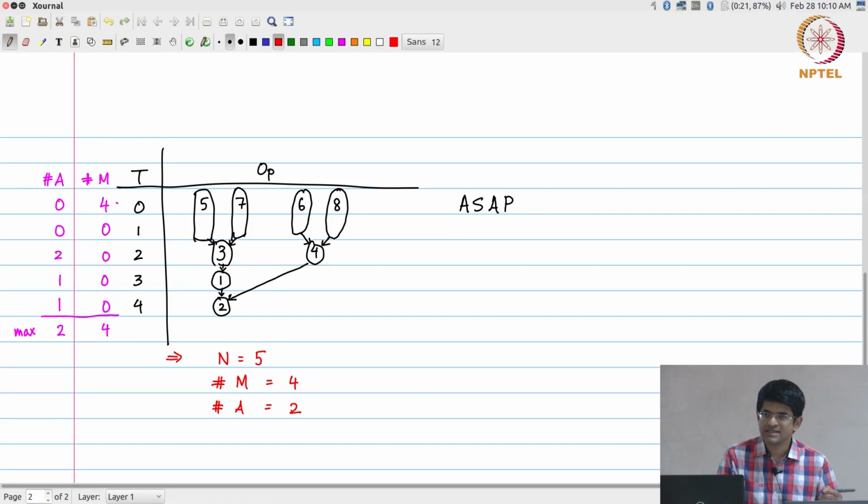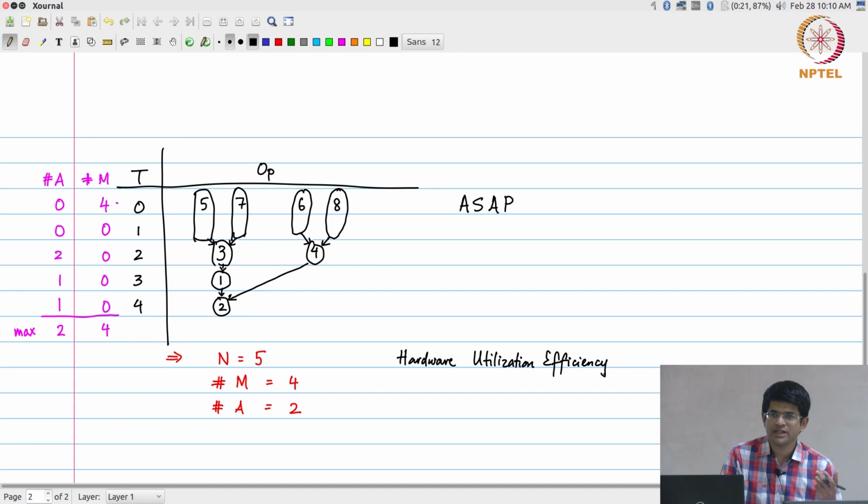Once I have these numbers, I can also introduce a new concept, a new metric, which is easy enough to understand. I am going to call it the hardware utilization efficiency. The idea is simply this: if I have a piece of hardware, let us say an adder, and my overall schedule takes t time units, or n time units in this case, potentially I could have done n additions with that one piece of hardware.